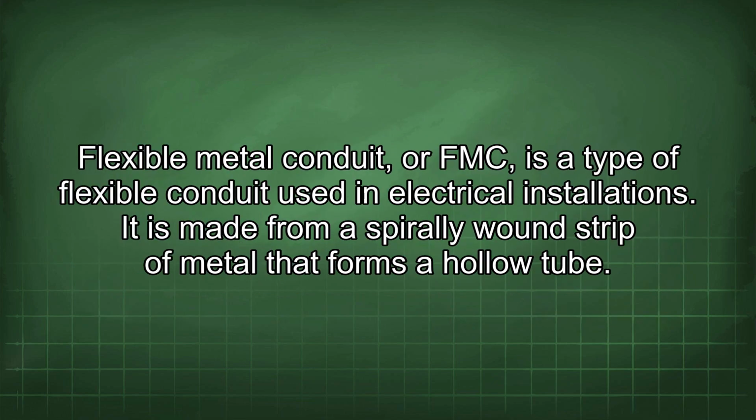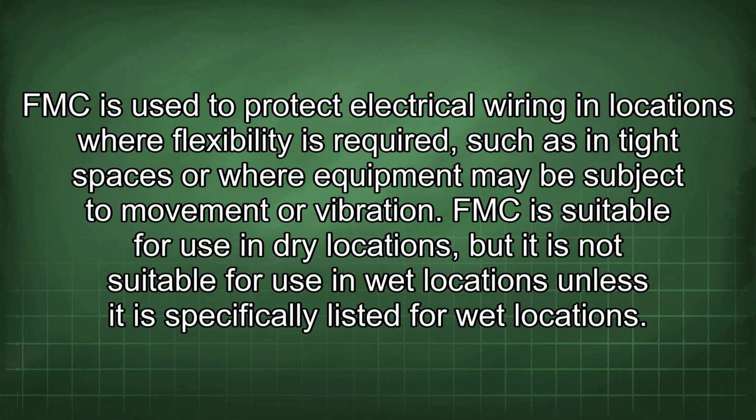Flexible metal conduit, or FMC, is a type of flexible conduit used in electrical installations. It is made from a spirally wound strip of metal that forms a hollow tube. FMC is used to protect electrical wiring in locations where flexibility is required, such as in tight spaces or where equipment may be subject to movement or vibration.